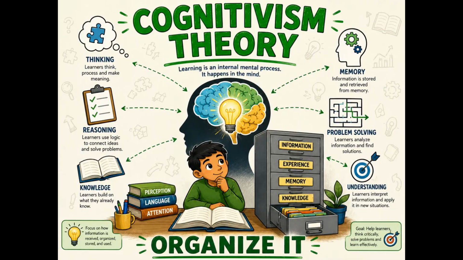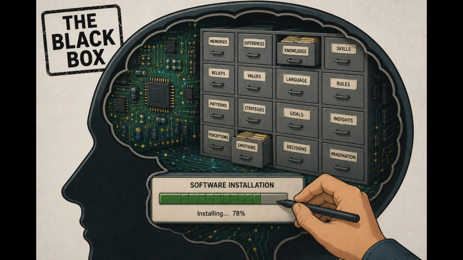Second theory, cognitivism. Organize it. Then we shift to cognitivism. This is where behaviorism stops. It's not just about what they do, it's about what's happening inside the black box of their brain. How do they store, organize, and retrieve information? Think of the brain like a computer. Our job is to help them install the software, not just press the buttons.